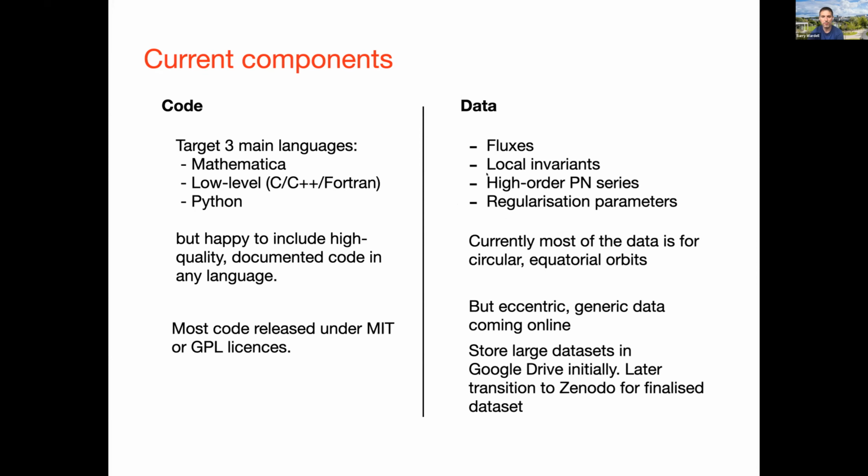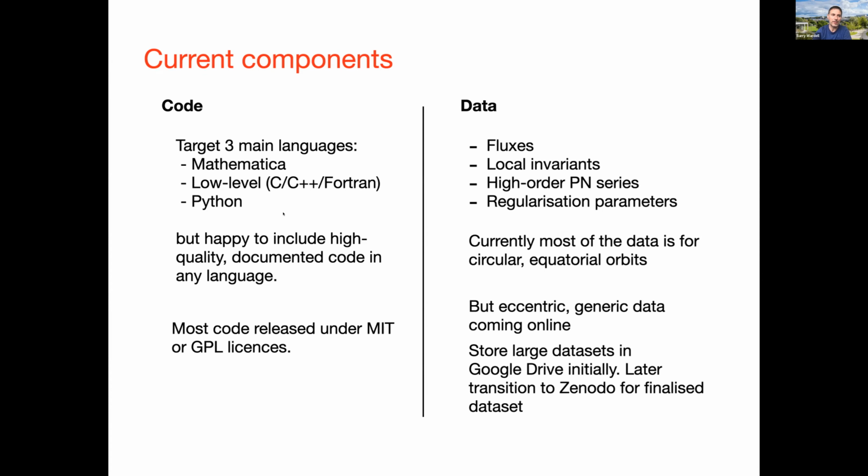Most of this data that's been provided so far has been for the simplest cases, where you have perhaps a circular orbit in the equatorial plane. But we are bringing data online that's more generic, so eccentric orbits, inclined orbits and things like that. Initially, when we started out gathering the data, we used something like Google Drive, but later transitioned to more permanent storage, such as Zenodo, once the data sets are finalized.